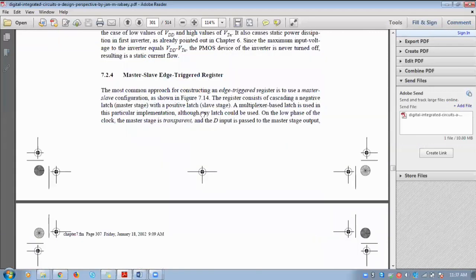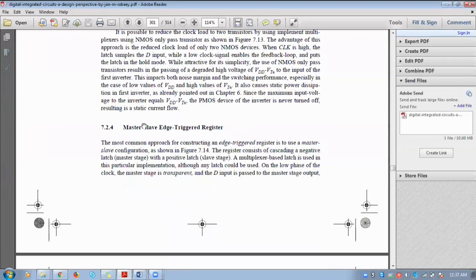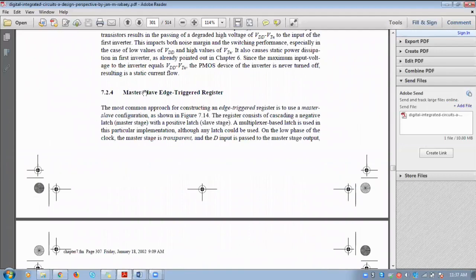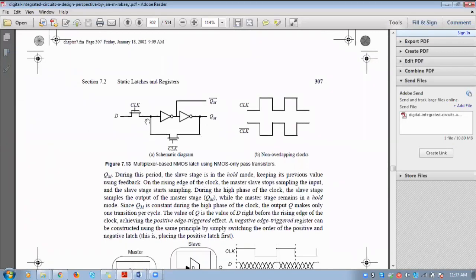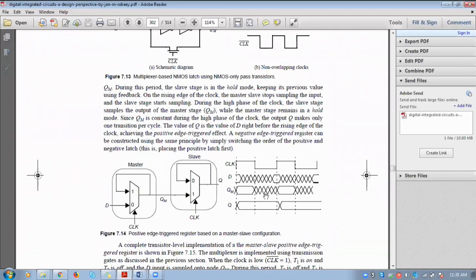So master slave edge triggered register. In order to get the explanation about master slave concept, master slave means you will be having two stages of flip-flops or latches. The first stage will be acting as master and second stage will be acting as slave. So based on the select line which is applied to the slave only, we are going to tell it is a positive master slave or a negative master slave. So this is the master slave concept.